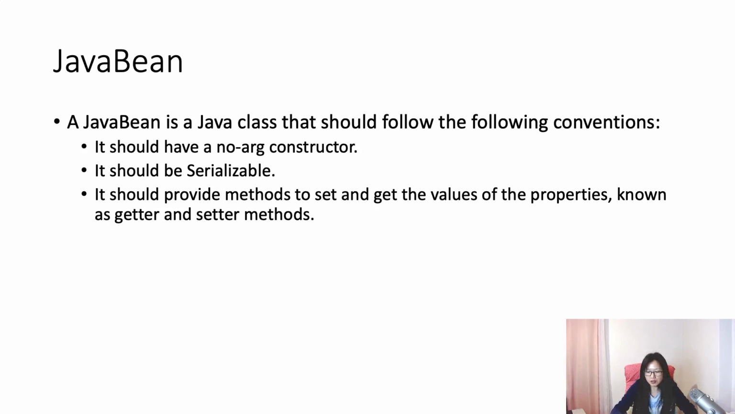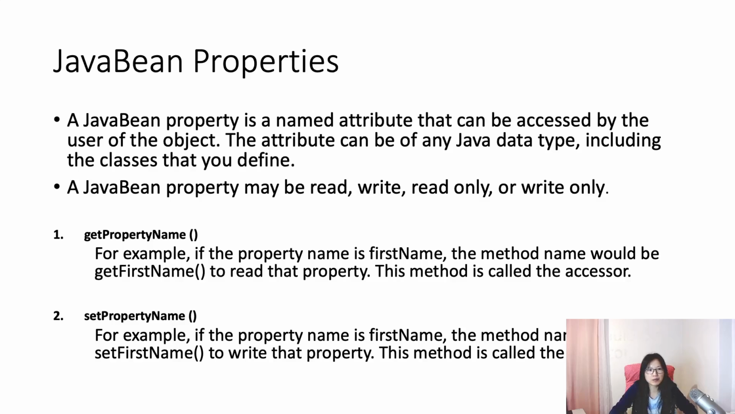Okay. So let's continue to talk a little bit more about JavaBean properties. A JavaBean property is a named attribute. If I have an employee with a first name and a last name, the first name and the last name we consider properties of the JavaBean, and they can be accessed by the user of the object. When we get the object, we can get the attribute, right? And the attribute can be any Java type, including a class you define. It's just a regular class, so you can use any reference type, or you can still use the built-in types.